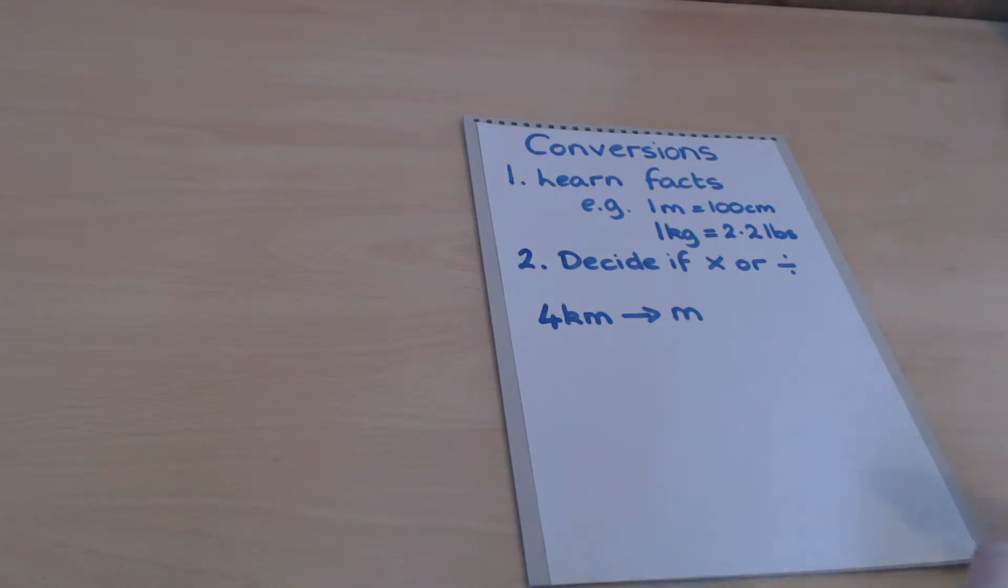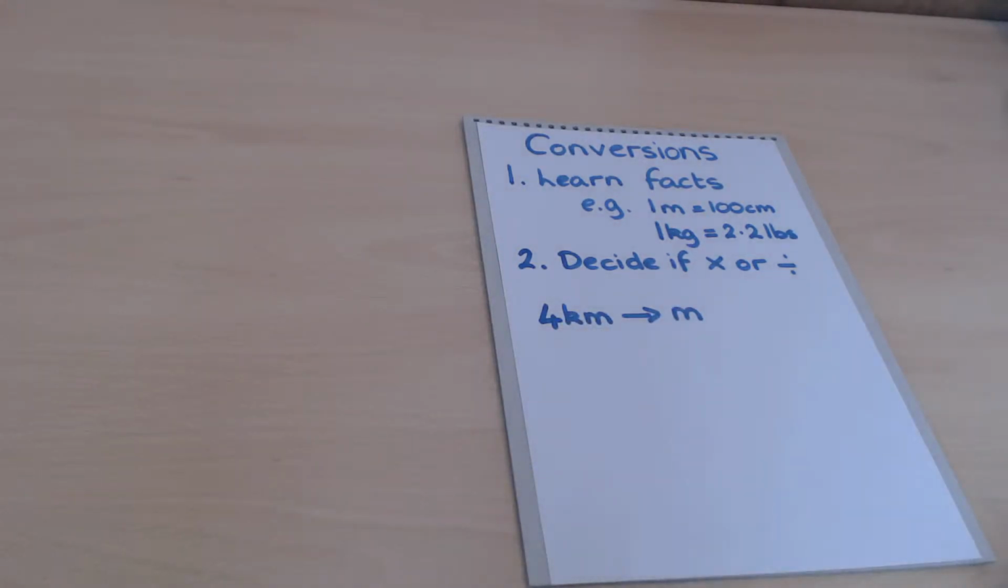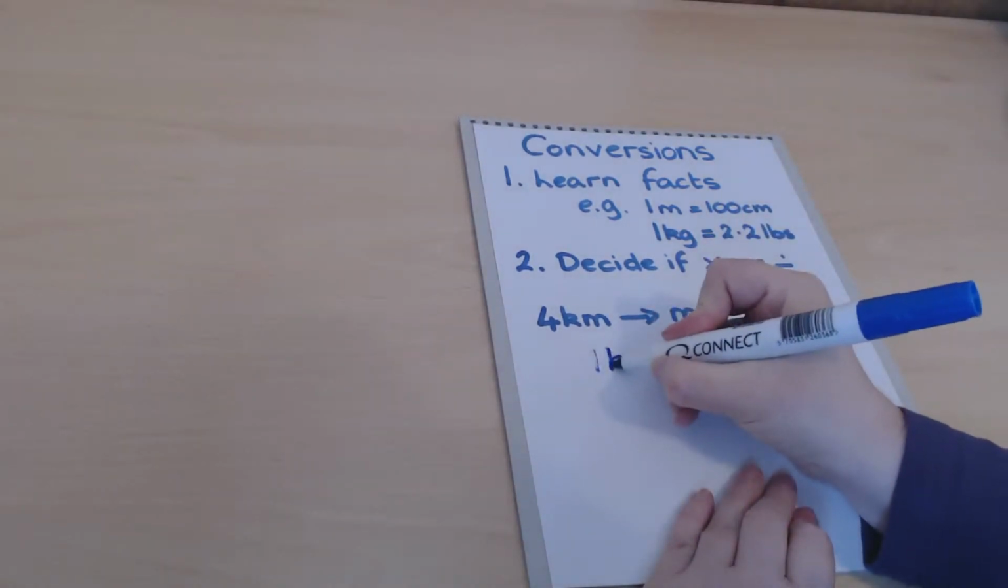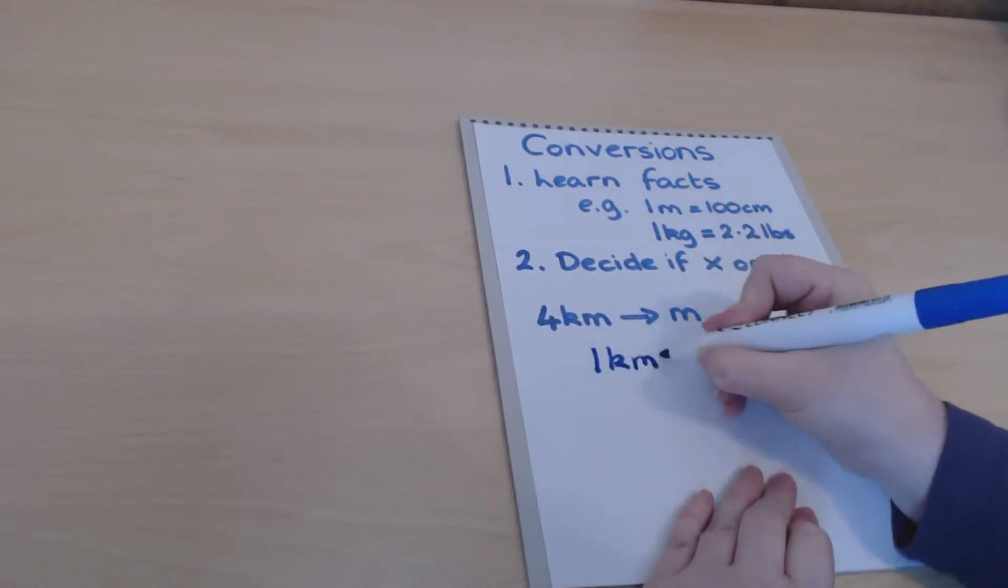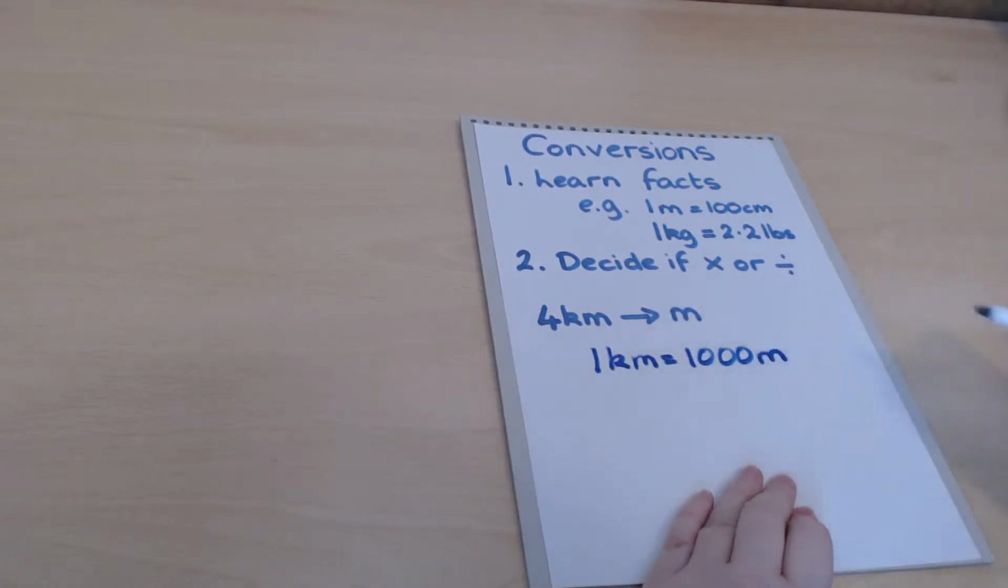Now, once you've established which fact it is you need to use in a conversion, then you've got to think about which way round do I need to use it. Do I need to multiply or do I need to divide? So, for example, if we were going from 4 kilometres to metres, the fact that we need to use is that 1 kilometre is the same as 1,000 metres.